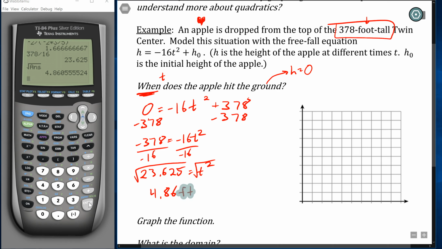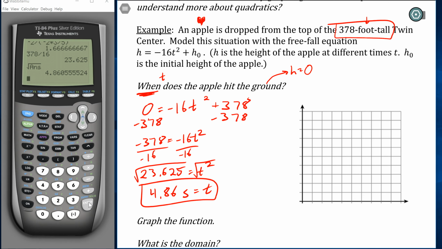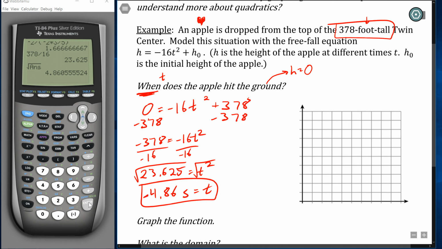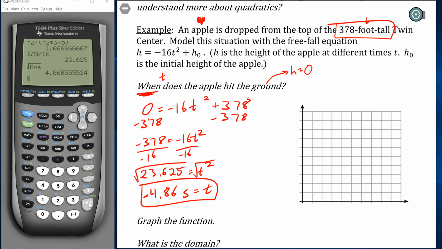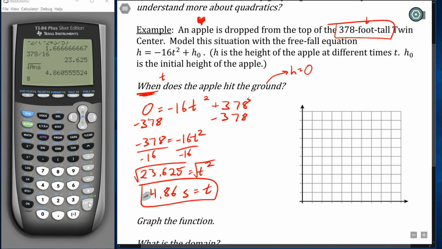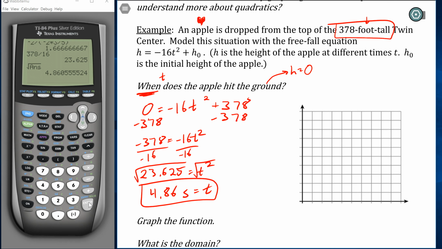Oh, no, this is time. That's not in feet. This is in seconds. So t is 4.86 seconds. Remember that when we take the square root, I could also have a negative here. But does the negative make sense in this context? No, it doesn't. I'm not plugging in negative times. So the apple is going to hit the ground at positive 4.86 seconds.